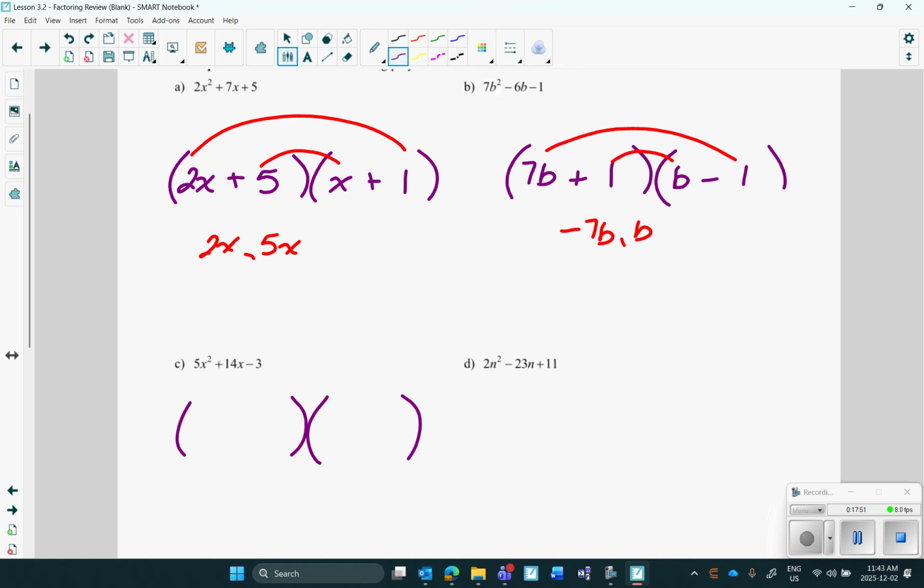We're going to do that for the rest of these. Well, I think we can all agree that those are going to be the first two in each binomial. We need 3 and 1, and then plus and minus, but they got to fit in such a way so that when I do the outside, inside, I get plus 14x. Minus 1 plus 3 doesn't in fact work.